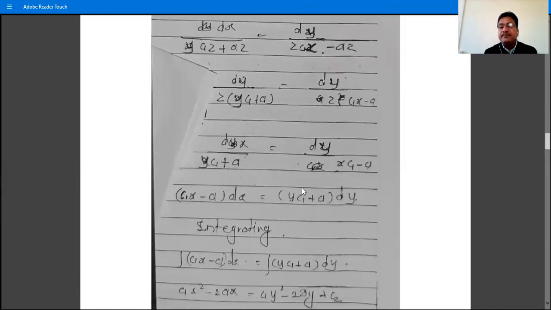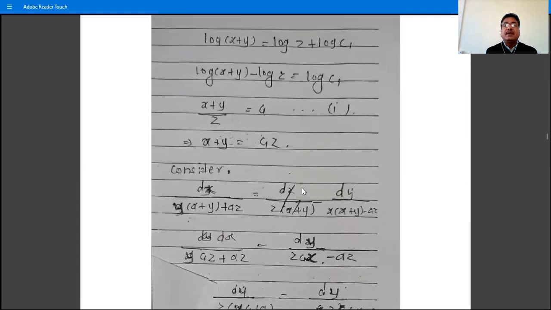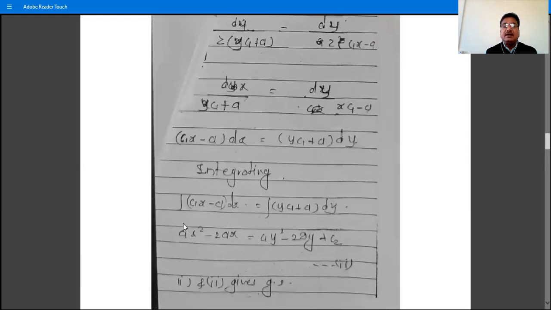And so actually it is the sub method of method number one, that is, in order to find the second solution, use the first solution. That is, the first solution is what? X plus y is equal to c1 z. And then consider the first two ratios, dx and dy, and substitute x plus y as c1 z. We get this, and then separate the variables and integrate.